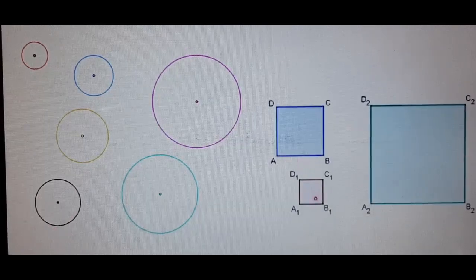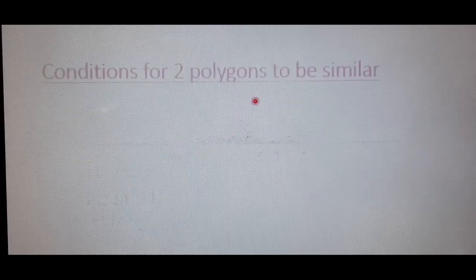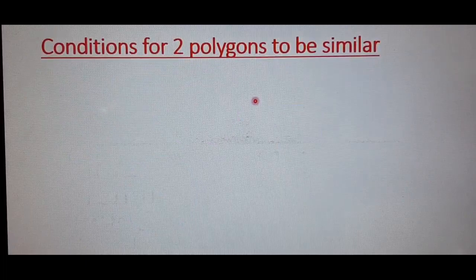So if you want, you can make a note of this. You can see I have shown you circles. See, all circles, they are similar. All squares also, they are similar. So this was about the simple figures which will always be similar. So let's see about some different figures, because for different polygons we have two conditions for their similarity. So let's understand which those conditions are.